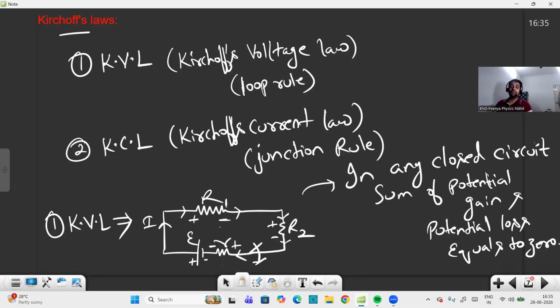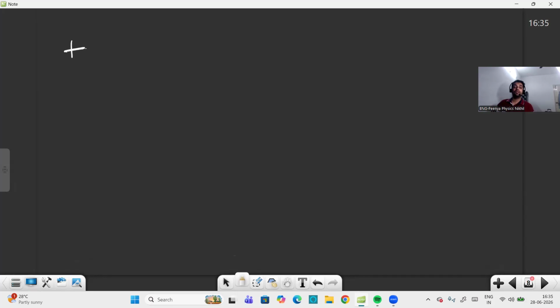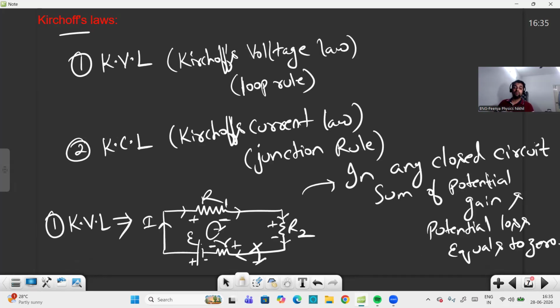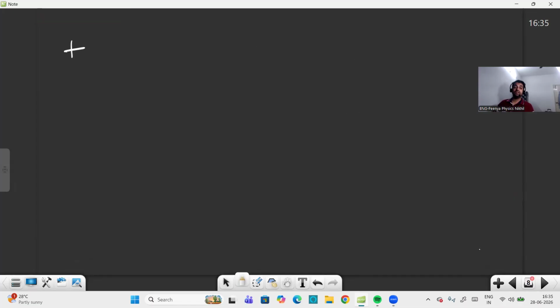Correct. So you can start from here, here, or here, anywhere you can start a loop. It is up to you, you will get the same answer. You can go either clockwise or anti-clockwise. For example, if I start clockwise from E, going minus to plus, it will be plus, as I discussed with you. Minus to plus is plus E.